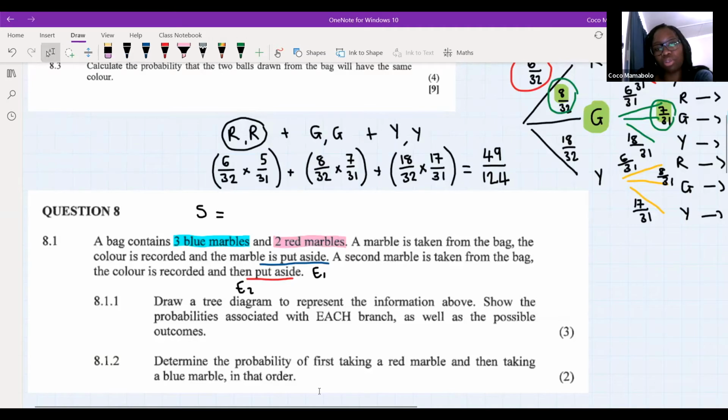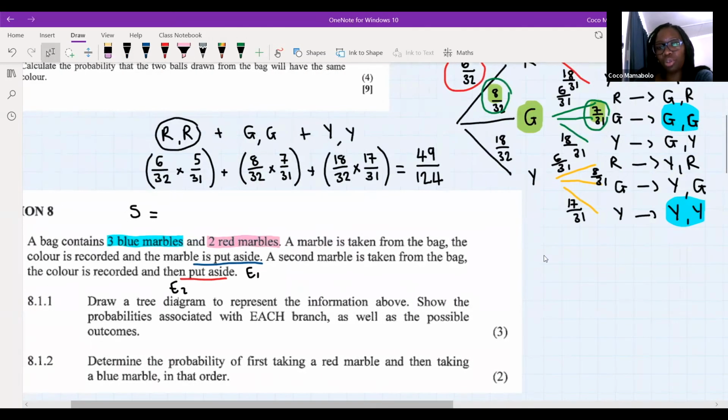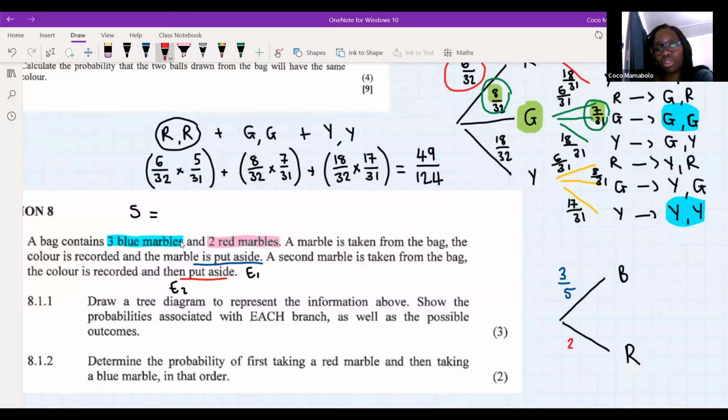So if I have to draw a tree diagram for this, I'm going to have 2 events. I'm either going to get a blue marble or a red marble. So that's blue and red. For my blue marble, because my sample space altogether is 5, I'm going to have 3/5. And for the red marbles, I'll have 2/5.